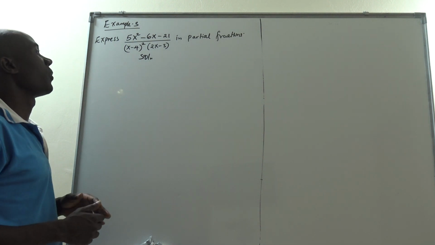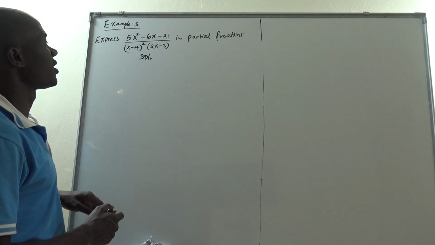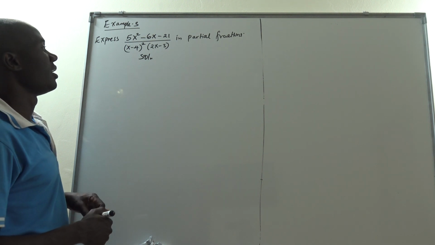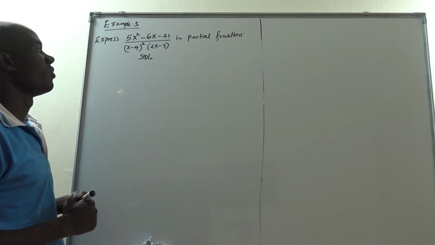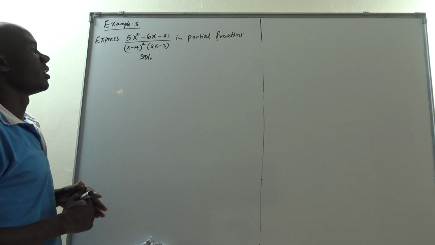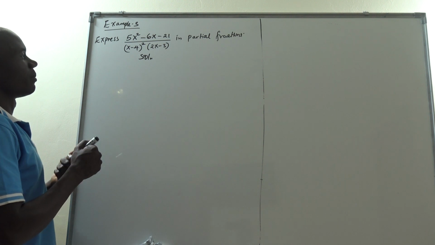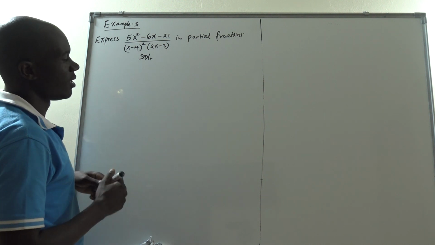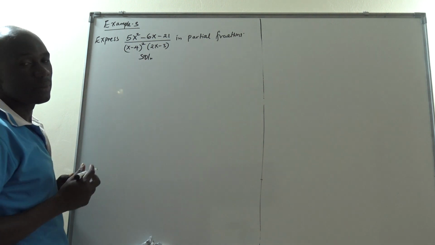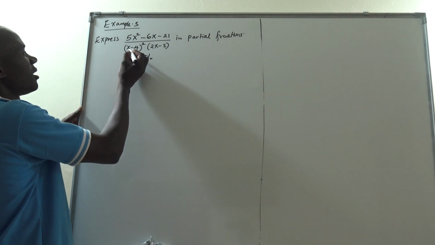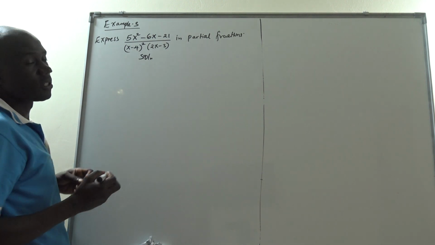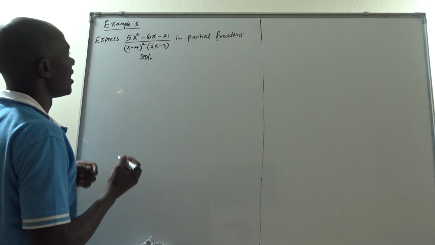So we are going to example 3, which reads: express (5x squared minus 6x minus 21) all over (x minus 4) the whole of it squared into (2x minus 3) in partial fractions. Where is our repeated factor? It is appearing in x minus 4 squared. But bear in mind, x minus 4 is still under a linear.